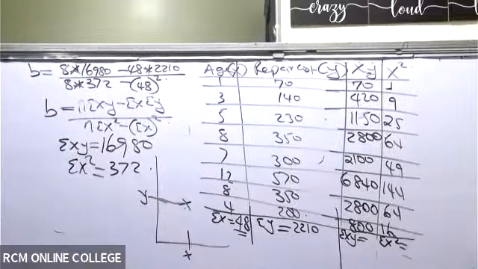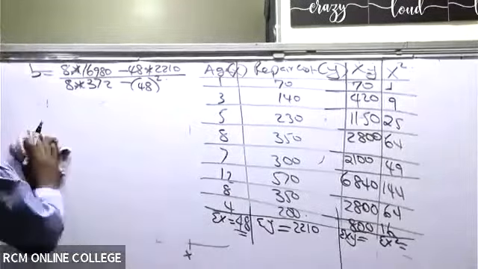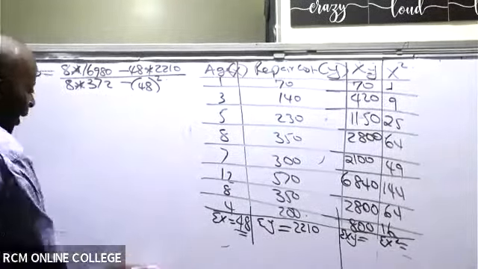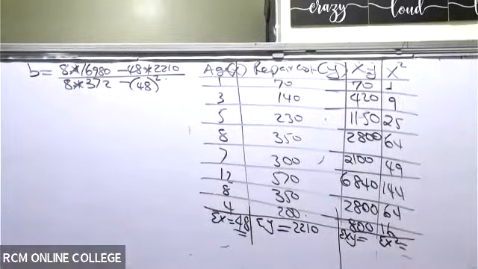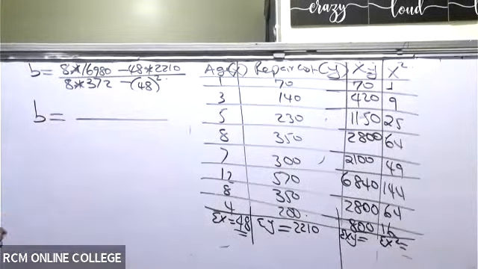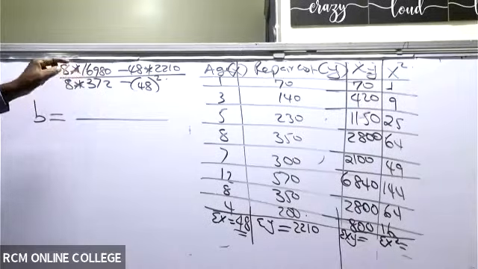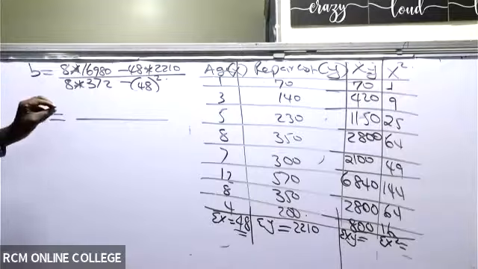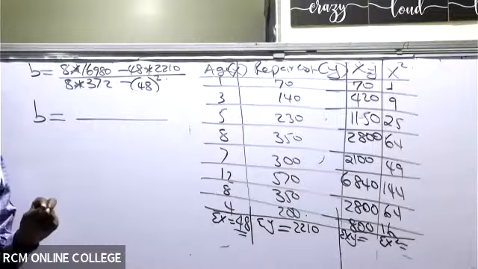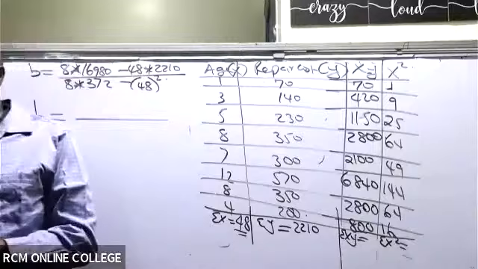Now from there, ladies and gentlemen, please move slowly, like a tortoise. Get the value of the numerator for me. Is there someone who is able to give me the numerator value? Take 8 times 16,980 minus 48 times 2210. You give me the numerator, I write it down.